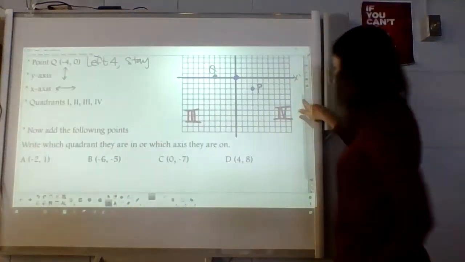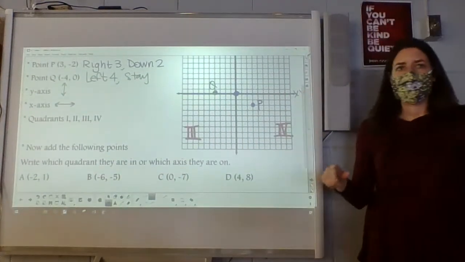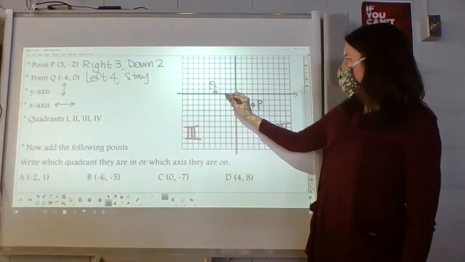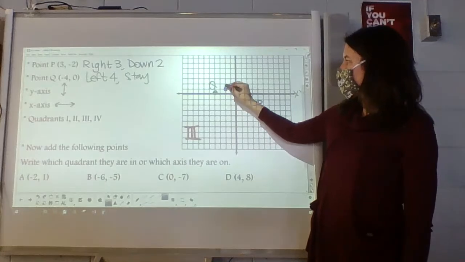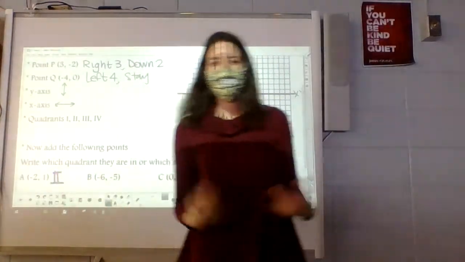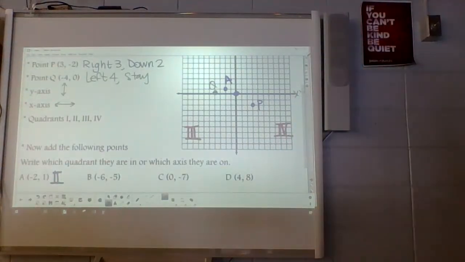1. Which quadrant is negative 2, 1 going to be in? In quadrant 2. So negative 2, once I go left 2 and then up 1. So here's my point A. It's in quadrant 2. It's kind of a good quick check. Like if you're looking and you're like, oh, I'm in the wrong quadrant, that tells you you moved the wrong direction.